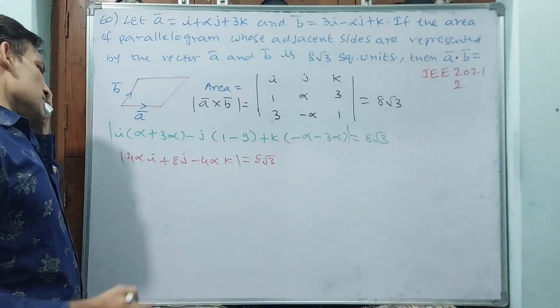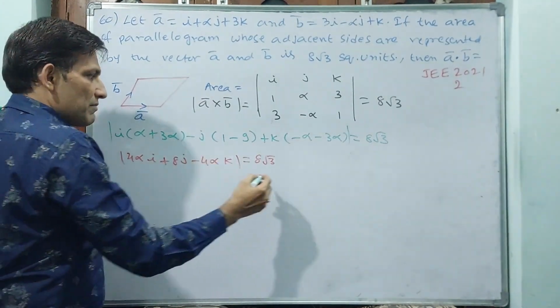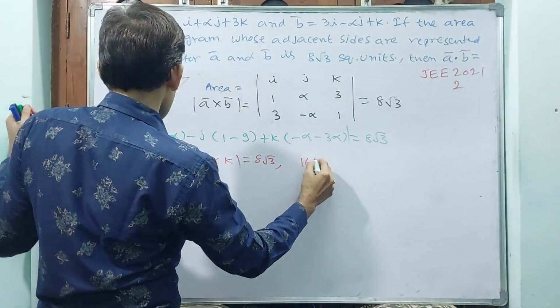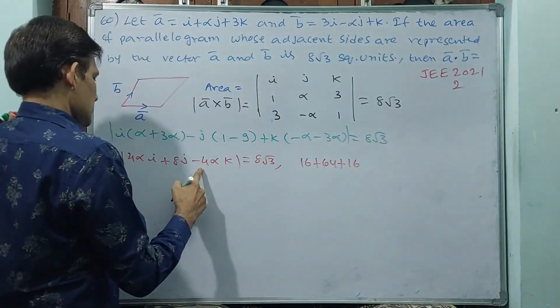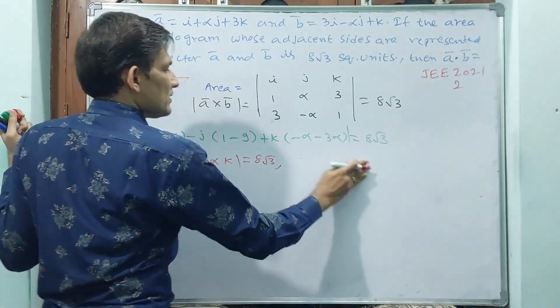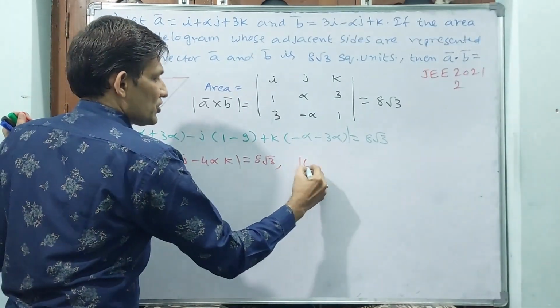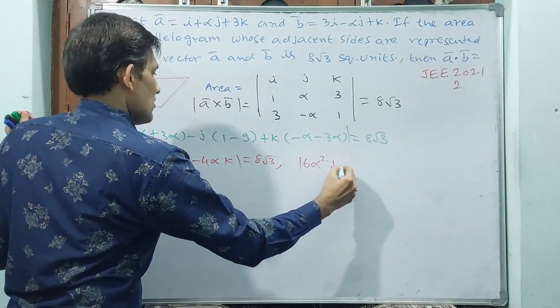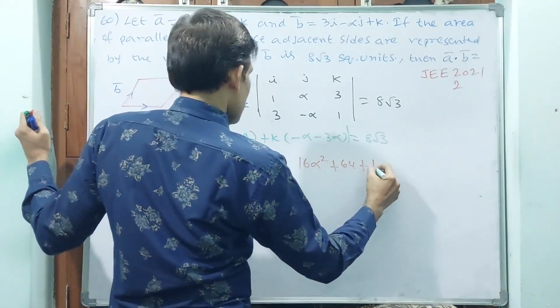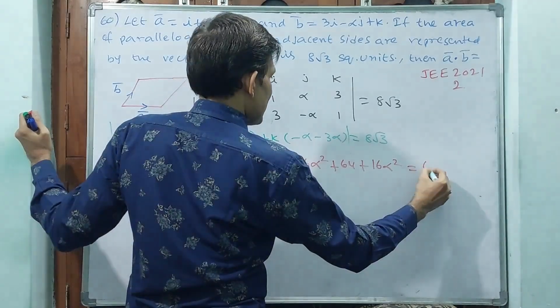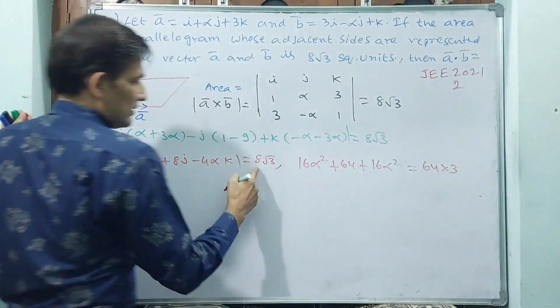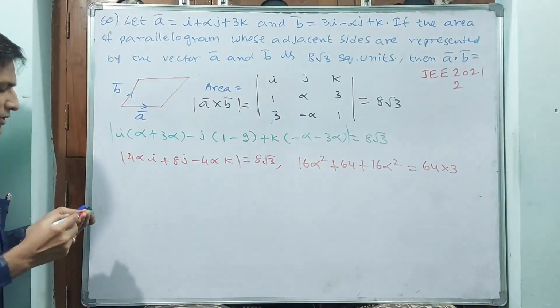See, modulus means you have to apply root, but I will square on both sides. That means 16α² + 64 + 16α², with 4 squared being 16. Under root I am not keeping. Here what I do, 64 into 3 I will make. I have squared on both sides.